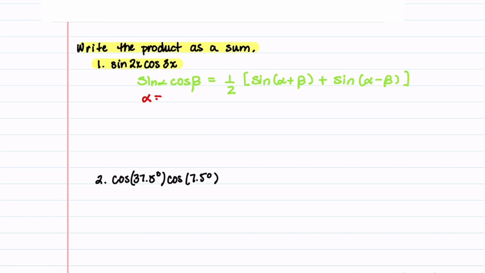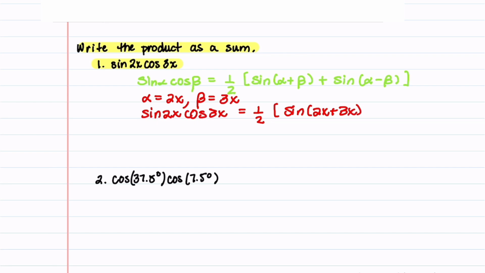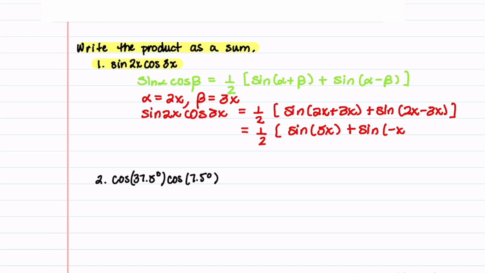We'll let alpha be equal to 2x and beta be equal to 3x. This gives us sine 2x cosine 3x is equal to 1/2 the quantity sine 2x plus 3x plus sine 2x minus 3x. Let's now simplify this. This gives us 1/2 times the quantity sine of 5x plus sine of minus x.